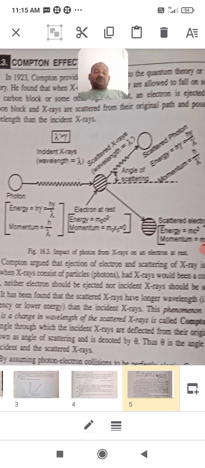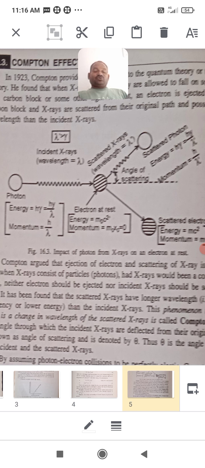Compton argued that ejection of electron and scattering of X-ray is possible only when X-rays consist of particles, photons. If X-rays were a continuous wave, neither electron should be ejected nor incident X-ray should be scattered. It has been found that the scattered X-rays have longer wavelength than the incident X-rays. This phenomenon in which there is a change in wavelength of the scattered X-rays is called Compton effect.